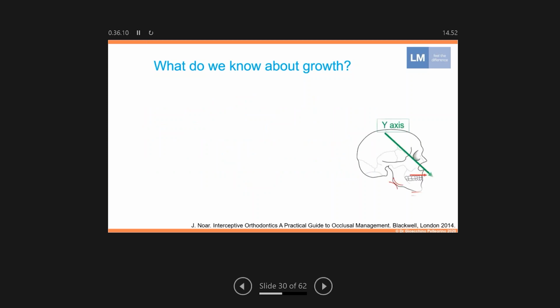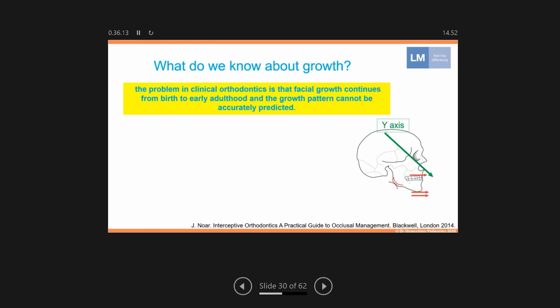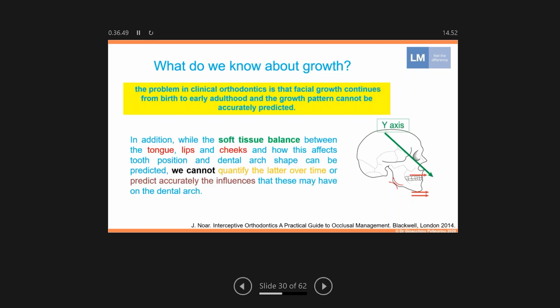And we know that in general the growth goes forward and downward along an axis that we can define as the green axis that we can see in the picture. In the same period in which the face is growing vertically and forward, the mandible is rotating, and there is a change in the relationship between the body of the mandible and the ramus, the vertical part of the mandible.